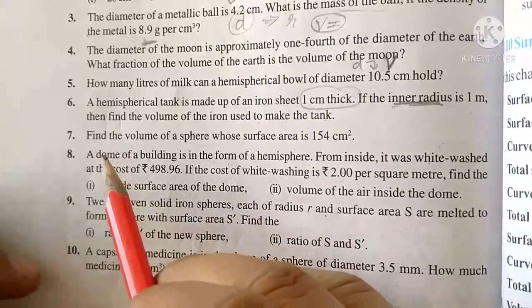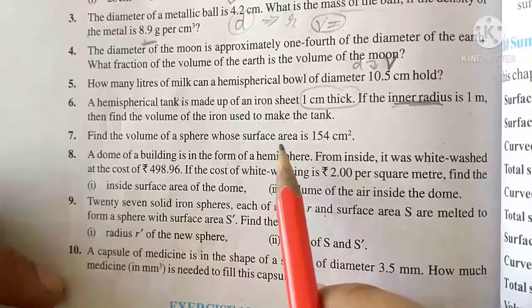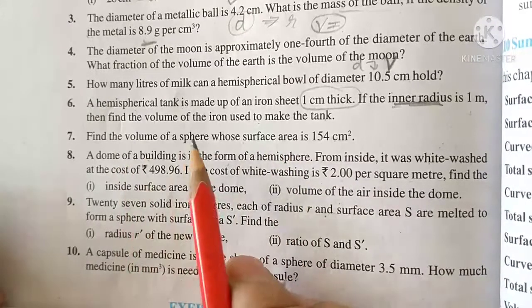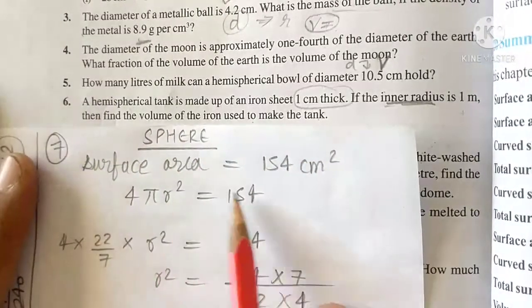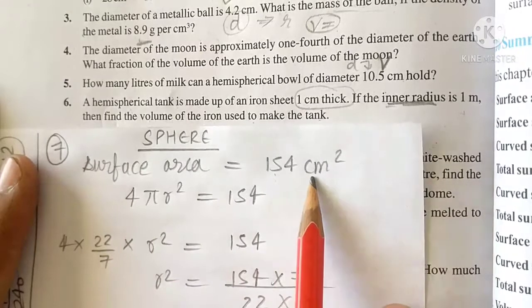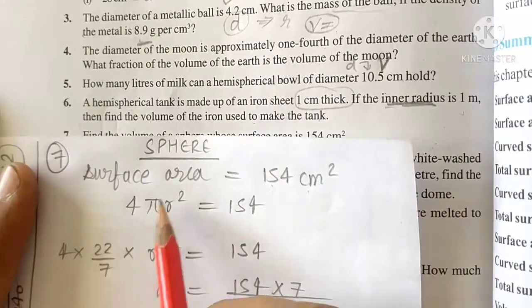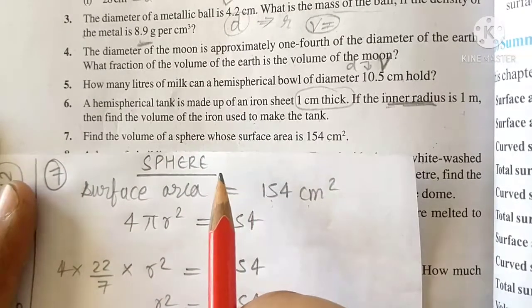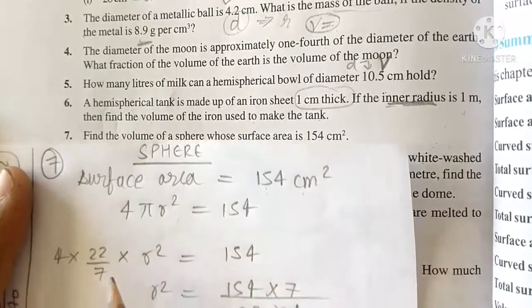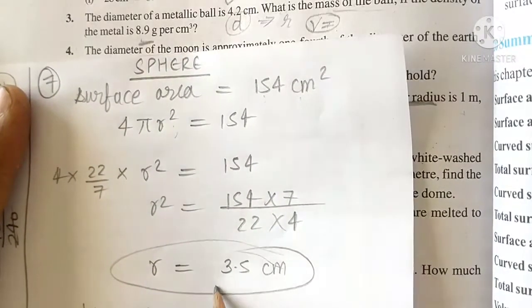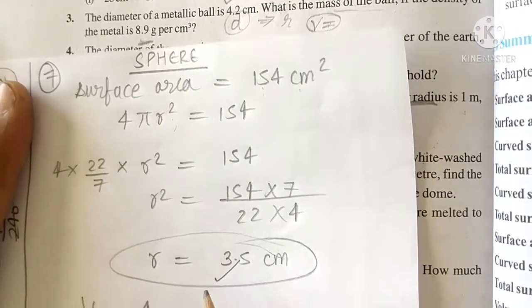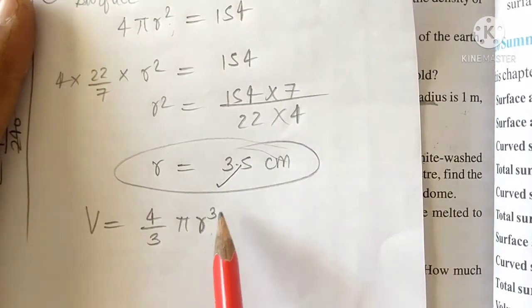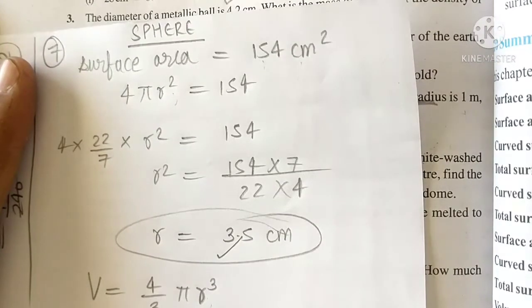Now question number 7, they are asking to find the volume of a sphere whose surface area is given as 154 centimeter square. What is given is the surface area, and they are asking the volume of that sphere. So what is the surface area formula of a sphere? It is 4 pi r square. So 4 pi r square is given as 154. They have not given us any radius, so on the basis of this we can find the radius by using the formula. By putting the value, we can find the value of r. Once we get the value of r, we can easily find the volume by using 4/3 pi r cube. So I hope you can do this question.